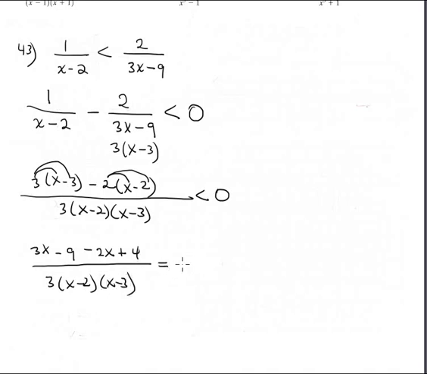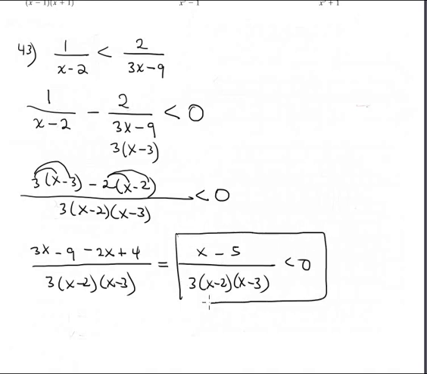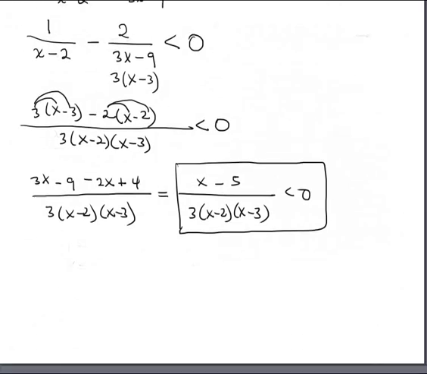See, when you combine like terms, we have 3(x minus 2)(x minus 3) in the denominator. This is 3x minus 2x, which is only 1x. And negative 9 and 4 is negative 5. Less than 0. This is our expression. Okay, let's compute the critical value. The critical value, remember, is the 0 of the numerator. It's obvious, it's 5. This is our critical value.